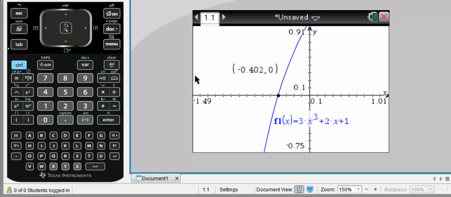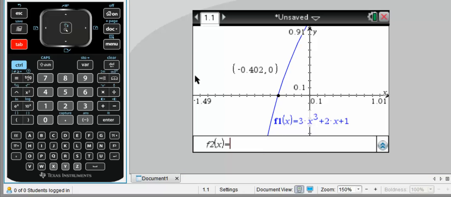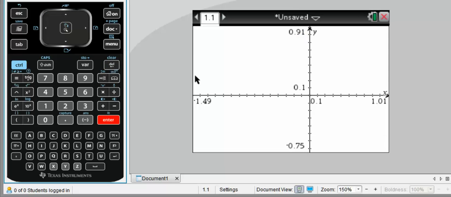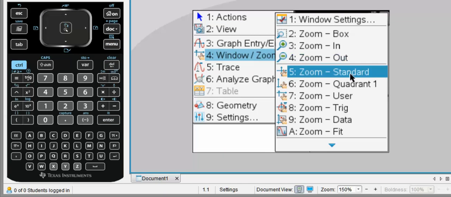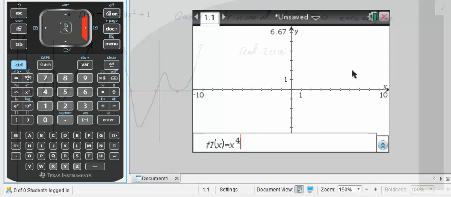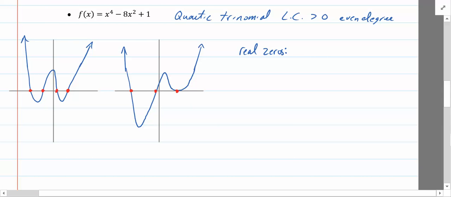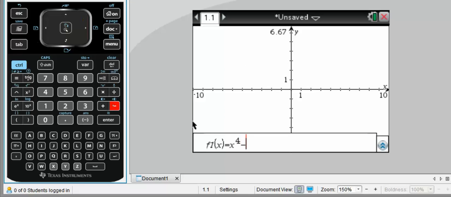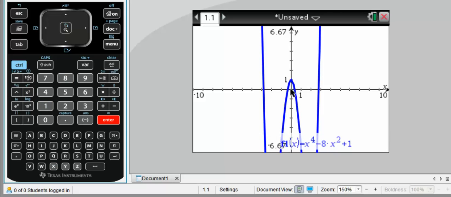Again, I want to clear the last entry, so I'll press the Tab key, go up to the last entry, press Control Clear, and Enter. Then I'd like to return my window back to standard, and now I'll enter the expression. x to the fourth power, and I believe it was plus 8x, but I better double check. No, minus 8x squared plus 1. So minus 8x squared plus 1. We'll press enter from there.